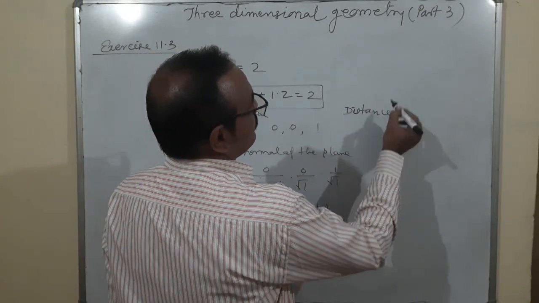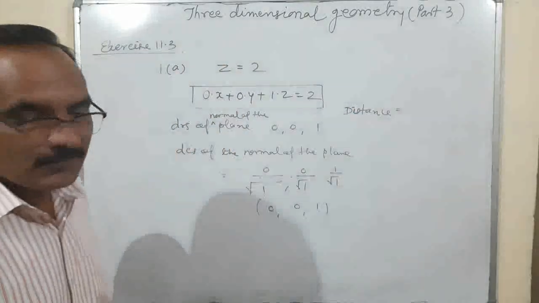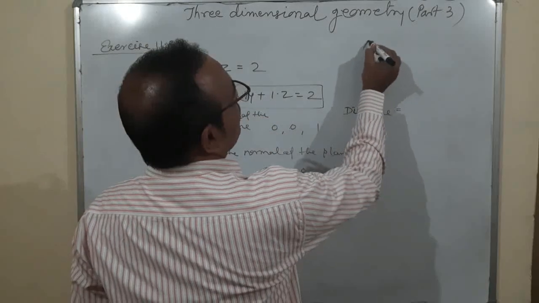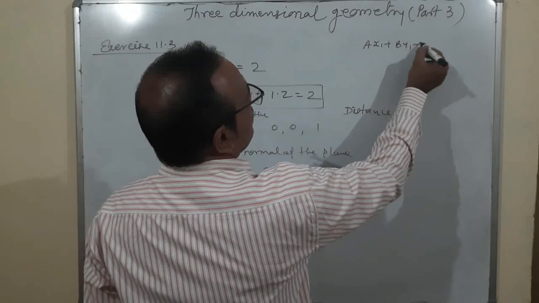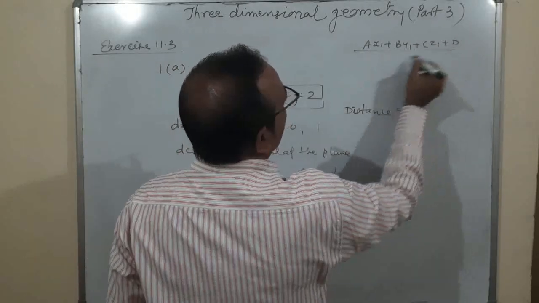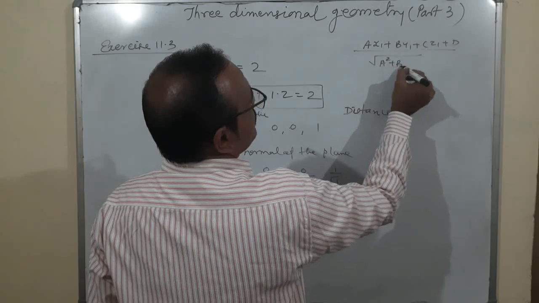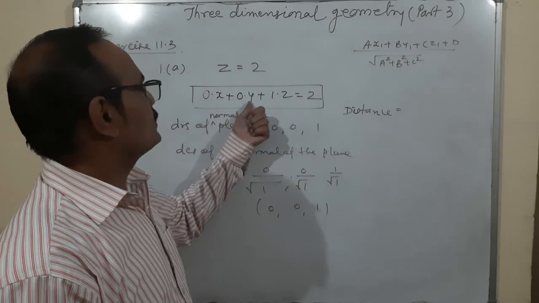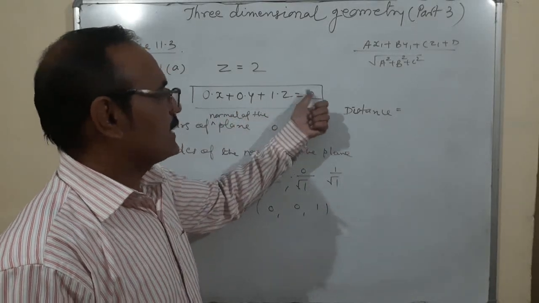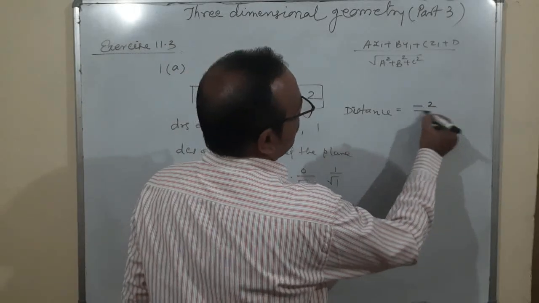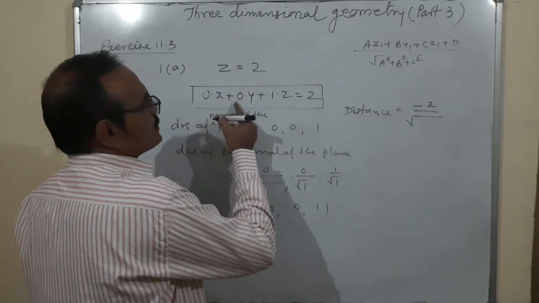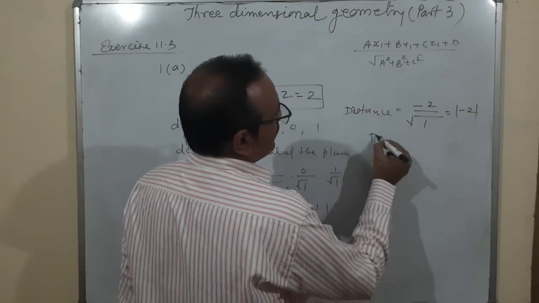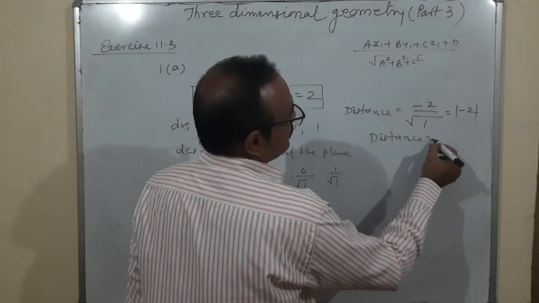Distance formula: you know that the distance from the origin is |ax1 plus by1 plus cz1 plus d| upon under root a square plus b square plus c square. So when we are going to find the distance, here we can put 0, 0 and 0. So what is coming here? z minus 2, so that means minus 2 upon under root 0 square plus 0 square plus 1 square, that is 1. So it is minus 2, and distance will never be negative. So therefore distance is equal to 2.